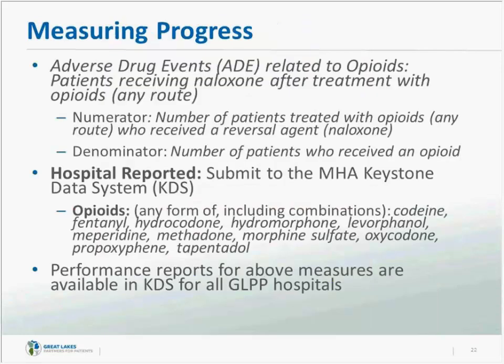So the measures that we are going to be using for the Great Lakes Partners for Patients program is going to be the Narcan one. We're going to be looking at the numerator being the number of patients treated with any opioid who receives a reversal agent, and the denominator is the number of patients who receive an opioid. And there are some areas of the hospital where Narcan is given routinely, and that could be in OB after C-sections for patients who are itching. But that should be filtered out if everybody reports it the same way. And so we're looking at Narcan use, divided by the number of patients receiving opioids.